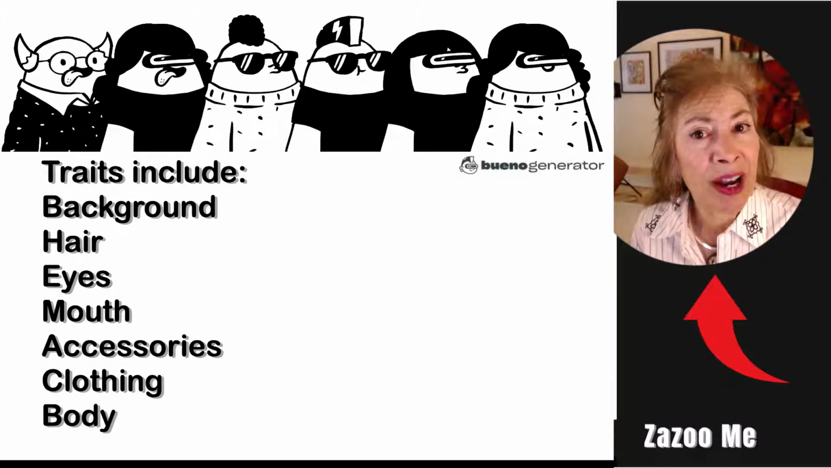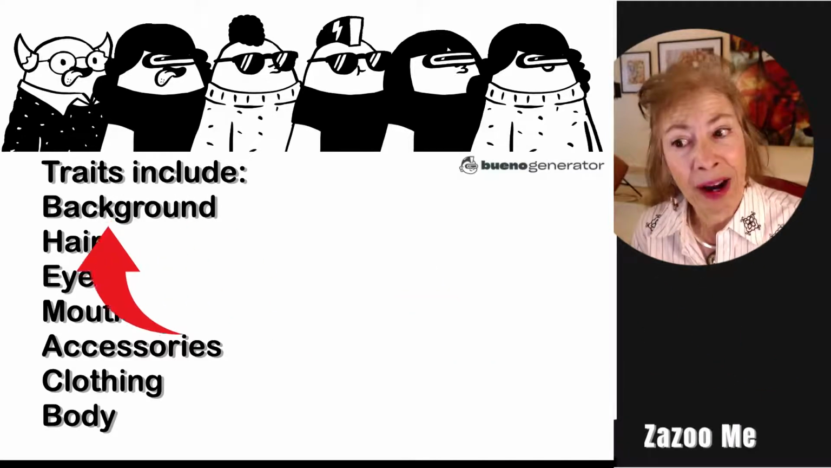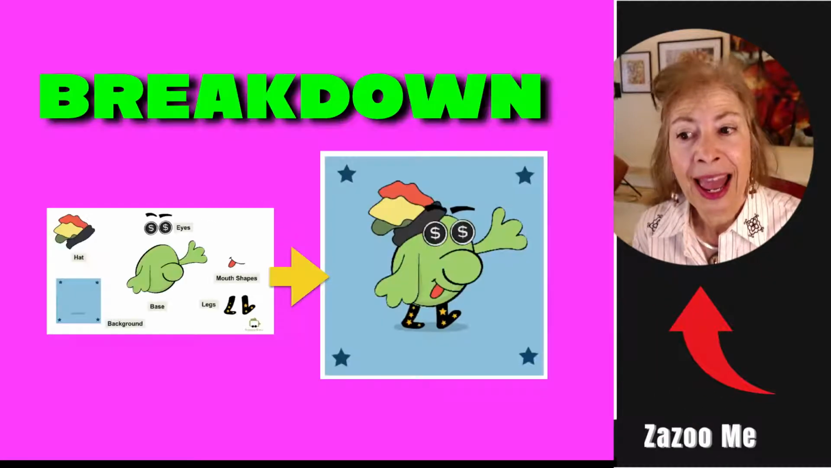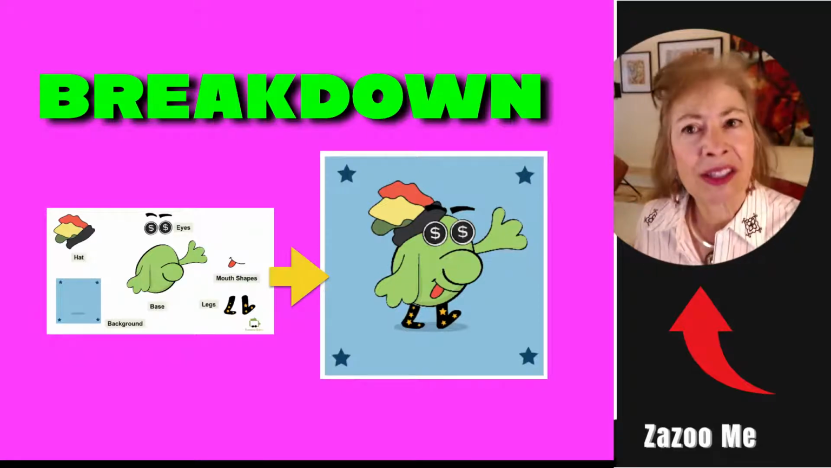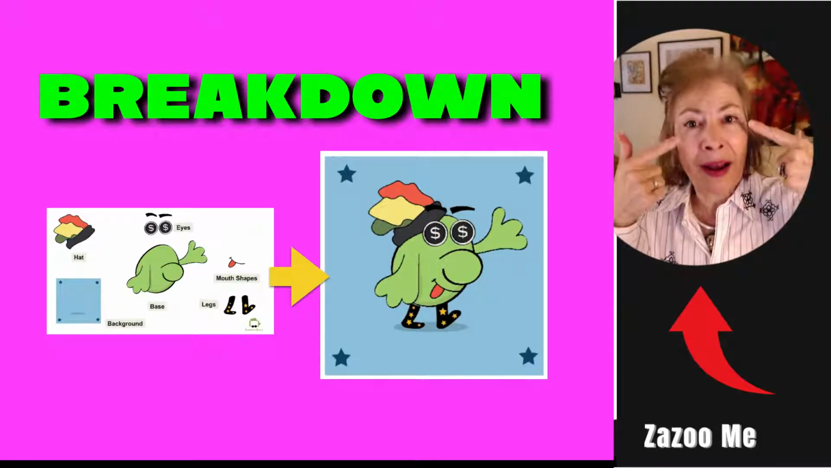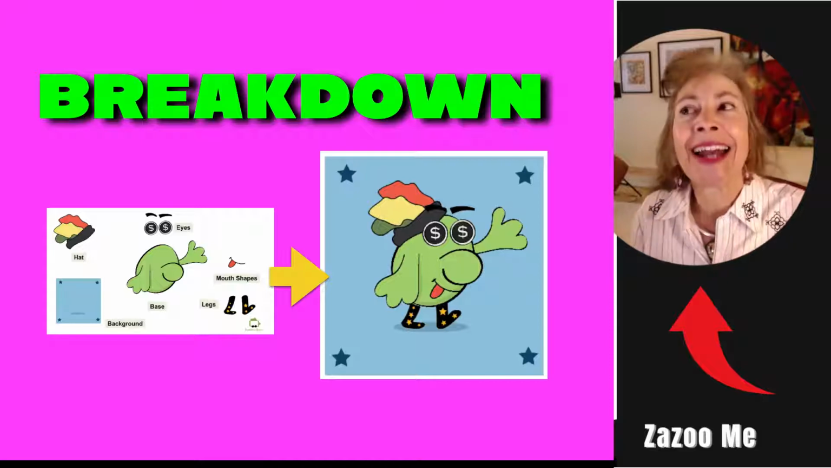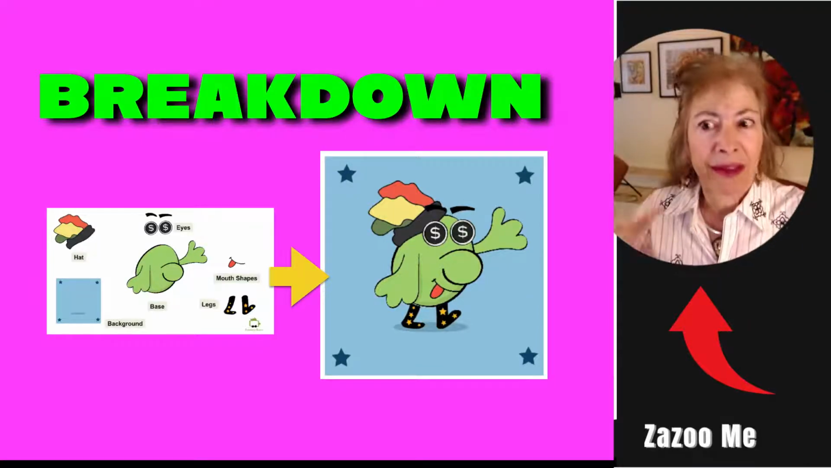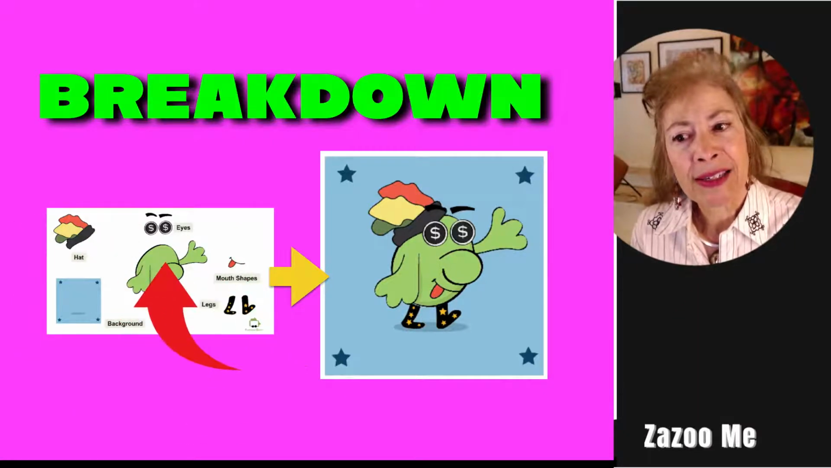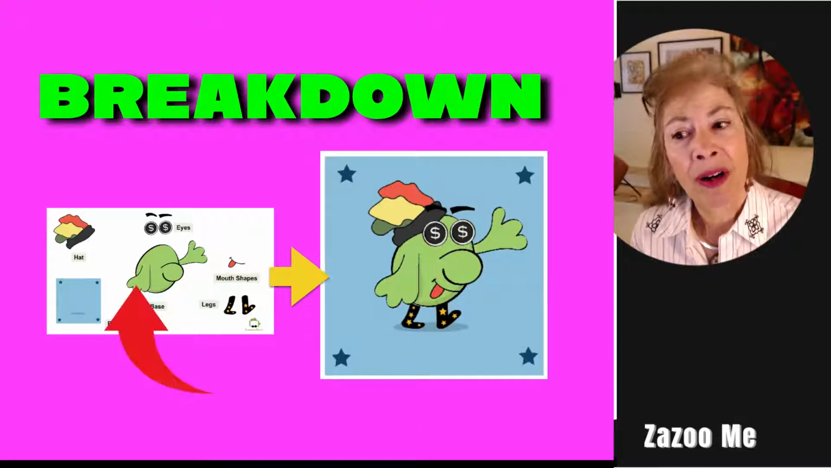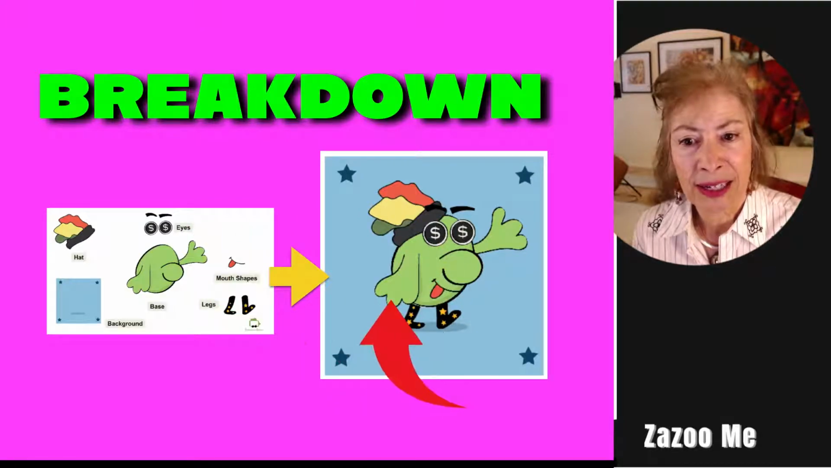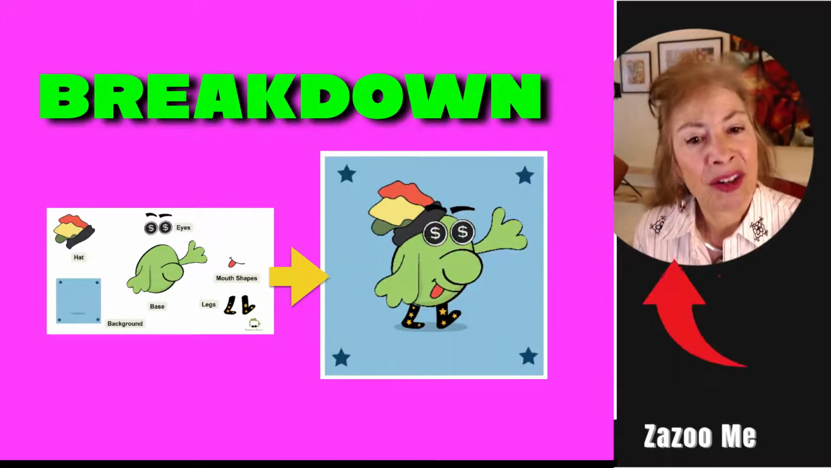And individual traits can be such as a background, hair, eyes, mouth, accessories, clothing, body. Those can be individual traits. And then within those individual traits are the attributes. And the attributes can be something like brown hair or brown eyes or red lips or whatever it is. That is an attribute, a trait within a trait. To break it down, these are your individual pieces. Here's your base. And then when you put them all together, this background here, this base here, this hat here, those eyes here, these legs here, all become this individual character.